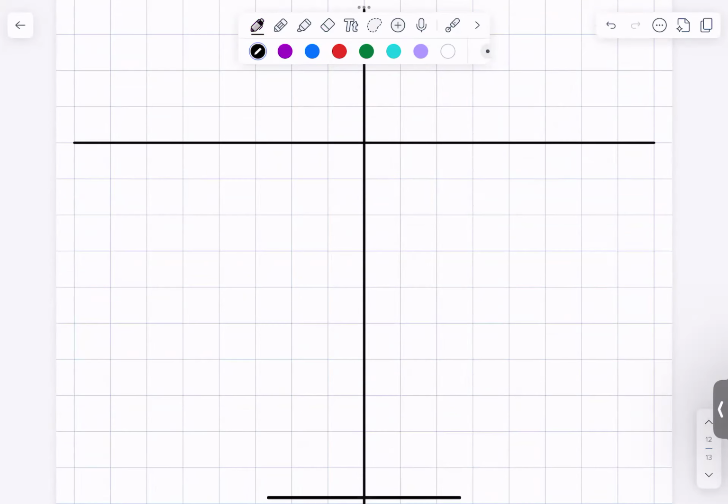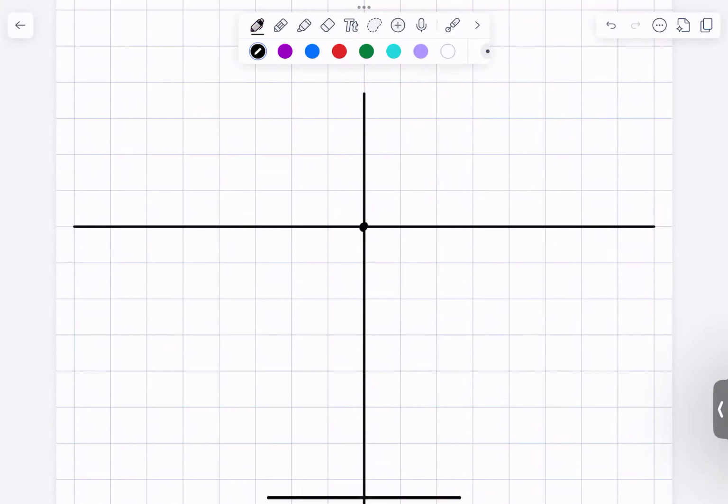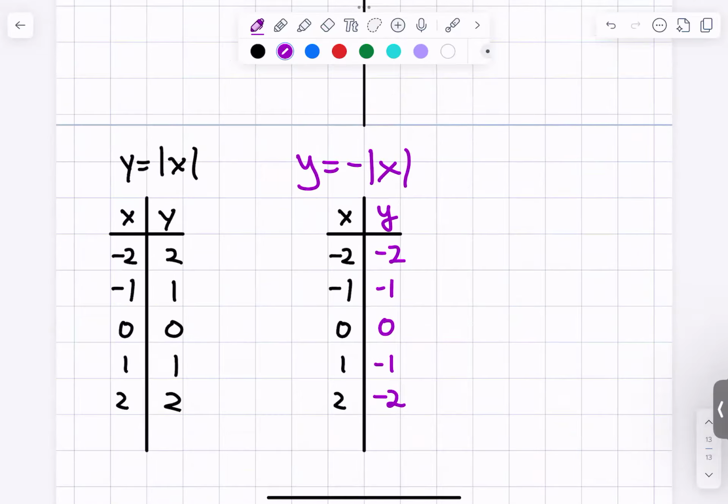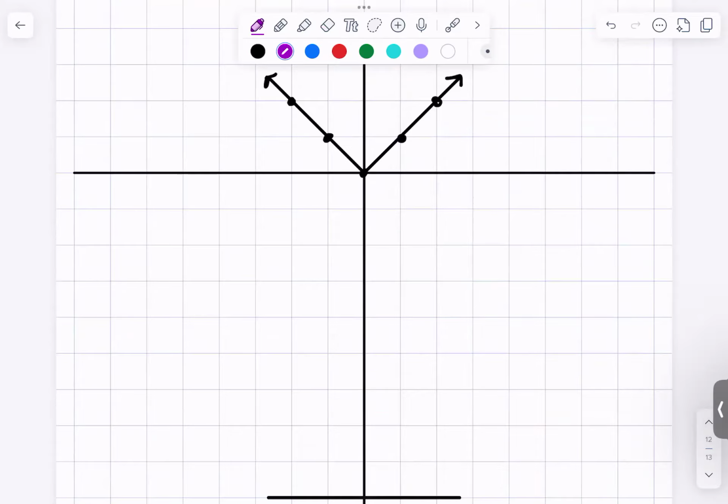Actually, before I do that, I'm going to graph this. 0, 0, 1, 1, 2, 2, -1, 1, -2, 2. That's my parent function. In purple, -2, -2, -1, -1, 0, 0. And if I use my mirror, it's right there and right there.